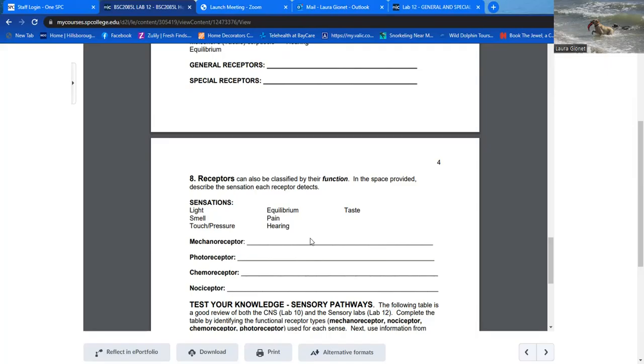Those are essentially describing light touch, deep touch, or light pressure, deep pressure, on the surface of the body. Those would be the Meissner's and Pacinian corpuscles. Other mechanoreceptors are associated with hearing, which we'll find in the cochlea, and equilibrium in the semicircular canals and the vestibule.